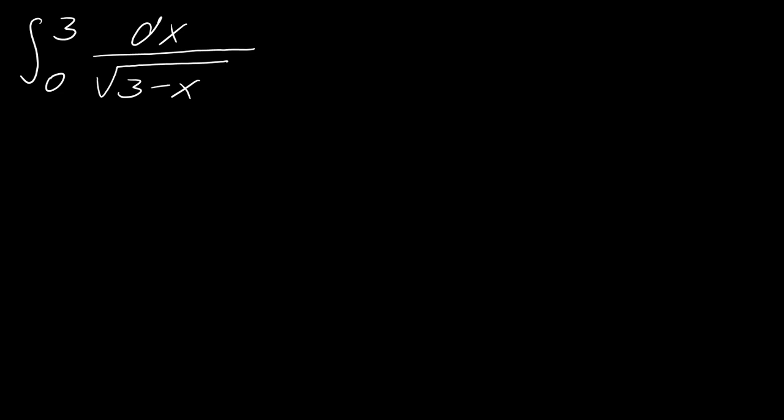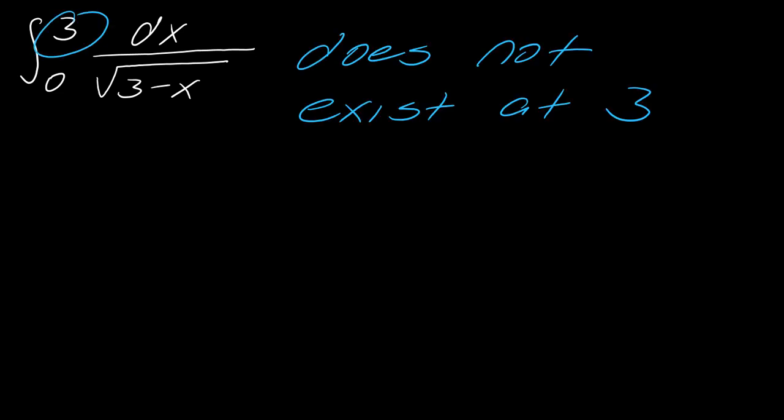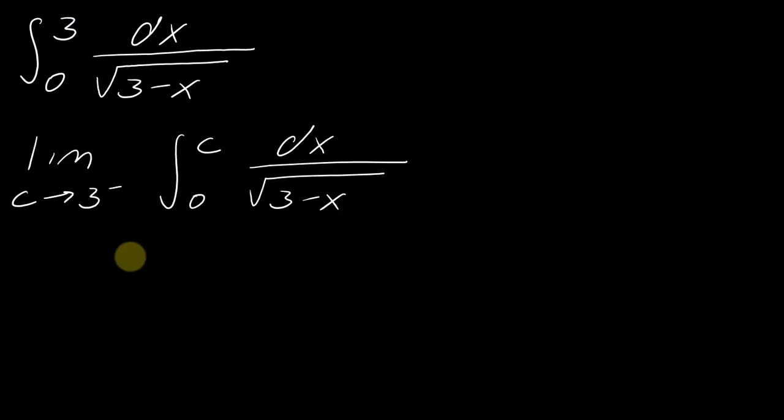So let's jump into an example. Let's use this example here. I've got the integral from 0 to 3 of dx over the square root of 3 minus x. For this one, where does this not exist? You might even want to pause for a second to think about it. This does not exist at 3. At 3, I get a 0 in the denominator. That's bad. So I'm going to replace that 3 with a c, and then I'm going to have this limit as c approaches 3 on the left.